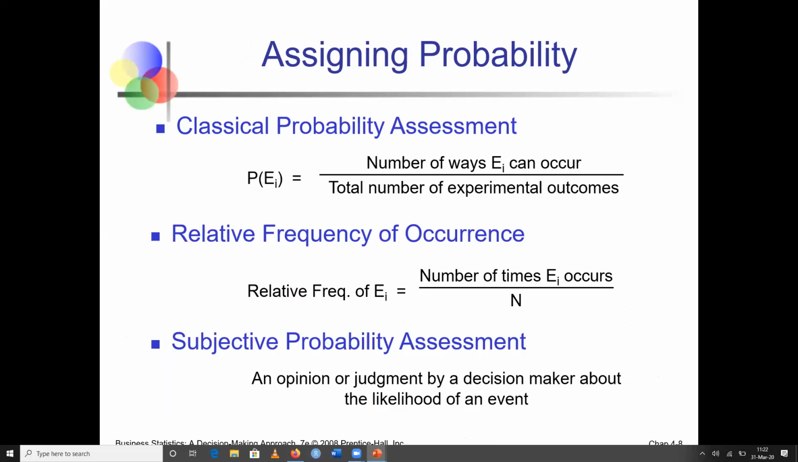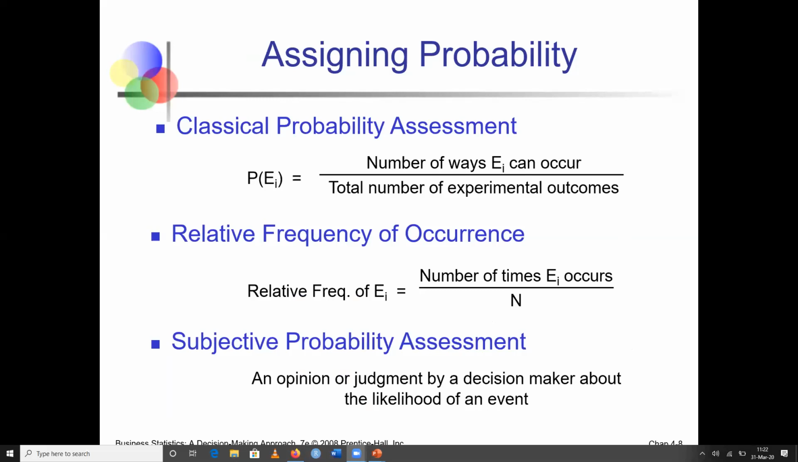So today's topic is we are going to present assigning probability: the classical probability, relative probability, and the subjective approach. We have 3 different kinds of approaches. I will explain in the last. If you have any questions, please note them down, and I will explain in the last, please.